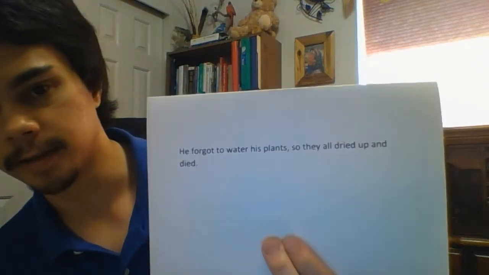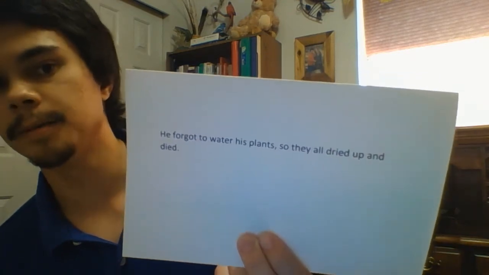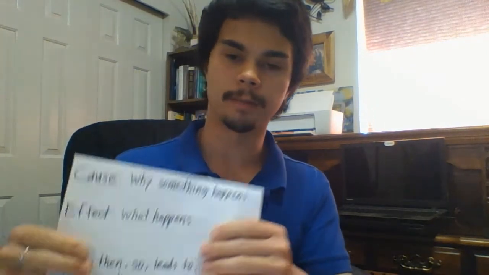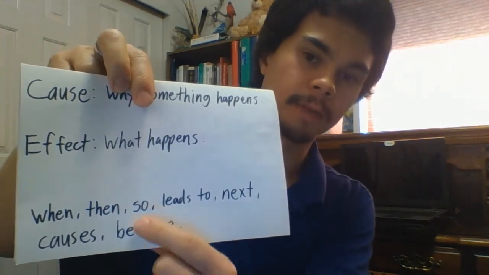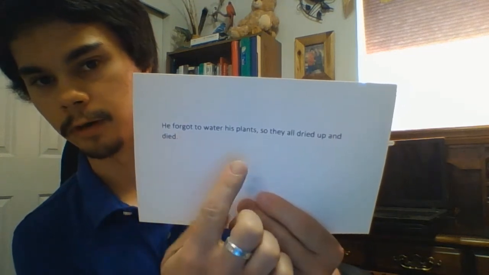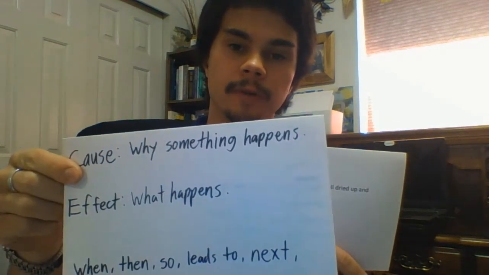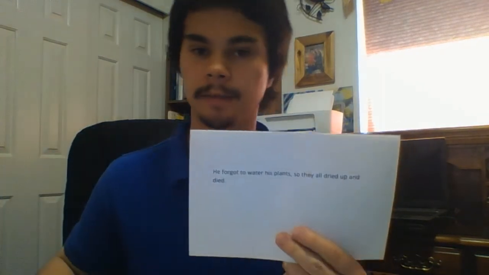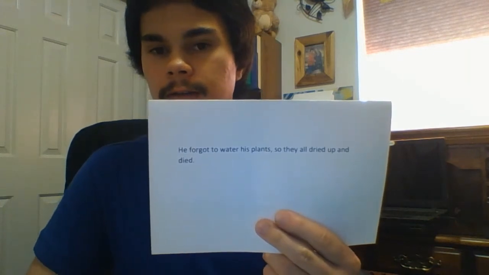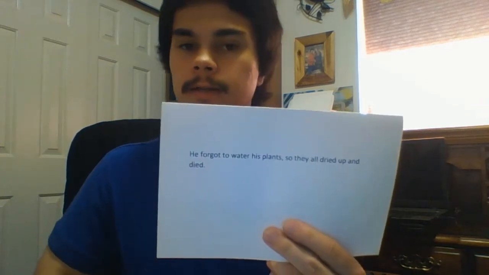So our sentence is, he forgot to water his plants, so they all dried up and died. So I'm going to give you a hint real quick with this one. If we look back at our signal words here, one of them is so. Now if we look at this sentence, it also has the word so. He forgot to water his plants, so they all dried up and died. Now remember, the cause usually comes first. It explains why something happened. So what do you think the cause in that is? What comes first? If you said he forgot to water his plants, I'd say you're right.